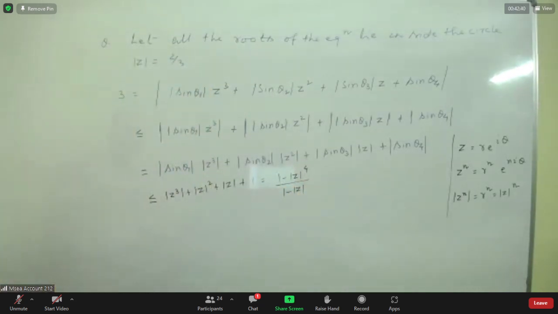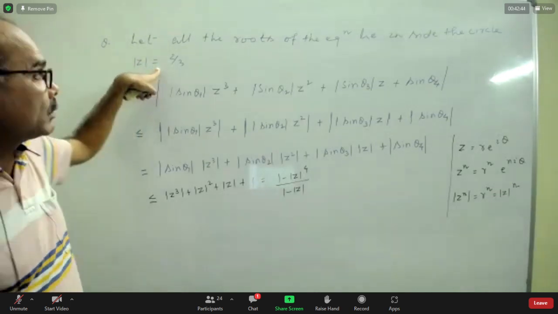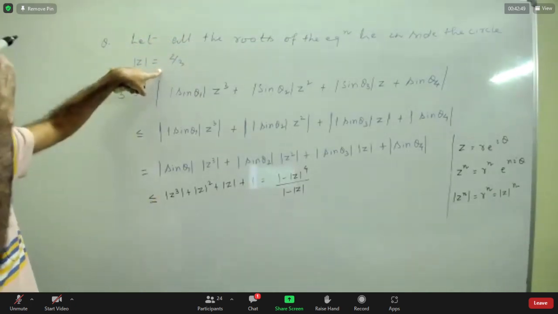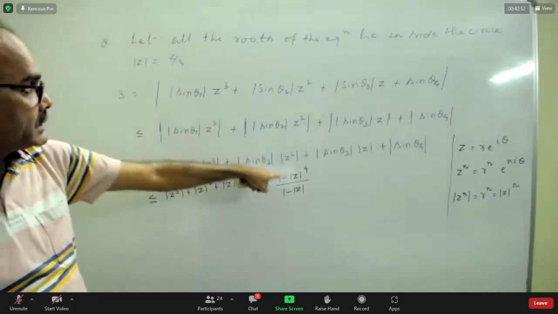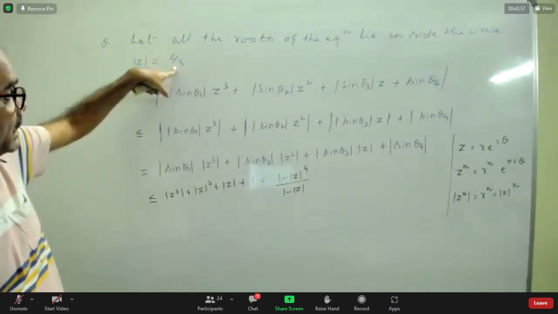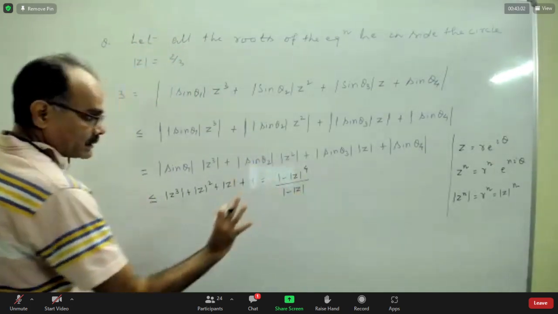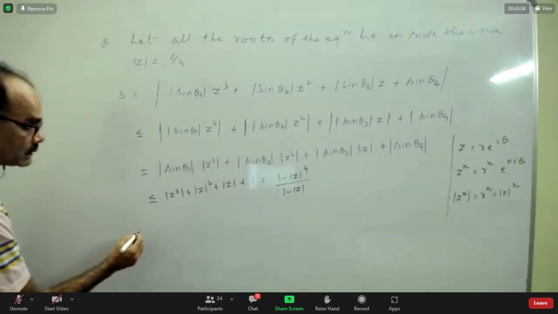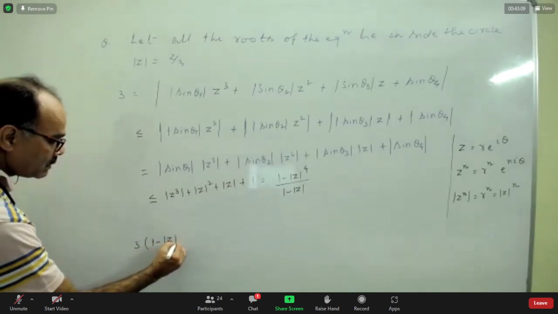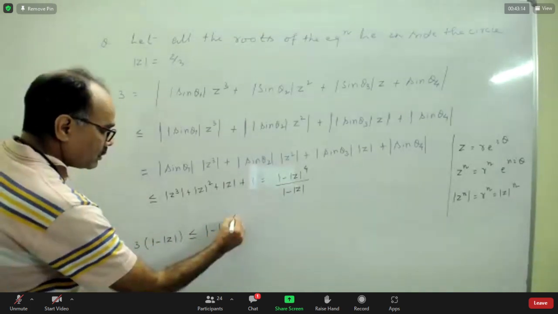GP. Now under this assumption, since all the roots lie inside the circle, mod z is less than 2 by 3. Z represents the roots. This is our assumption. So under that assumption, 1 minus mod z is positive, so we can cross multiply. The inequality will remain the same. 3 into 1 minus mod z is less than or equal to 1 minus mod z to the power 4.